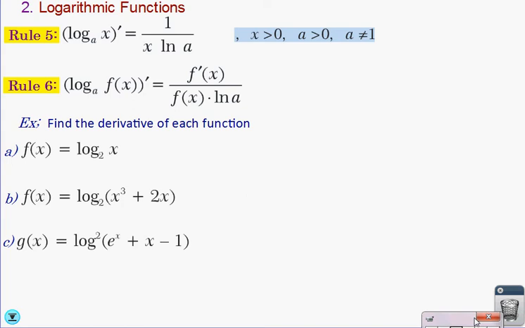Hi. In this one, we will do derivative of logarithmic functions. I will give you 4 different rules, but out of these 4 rules, if you memorize only this one, it will be enough for you. So, now, firstly, let's try to understand the rule, how it happens.